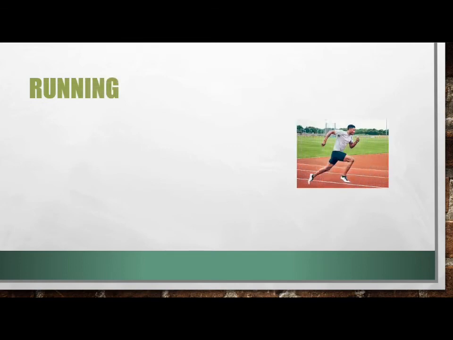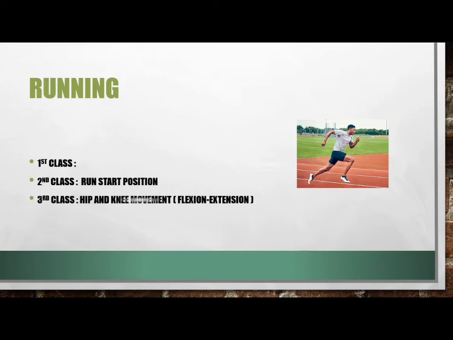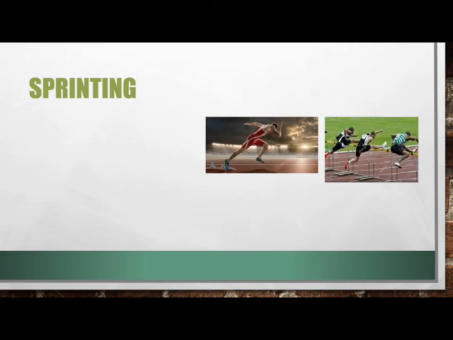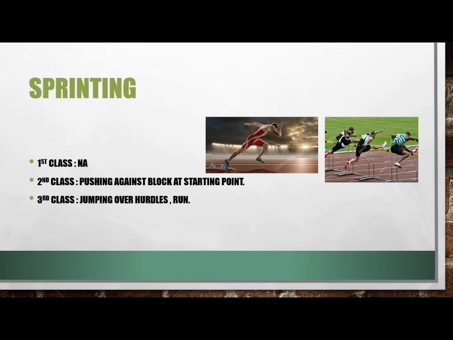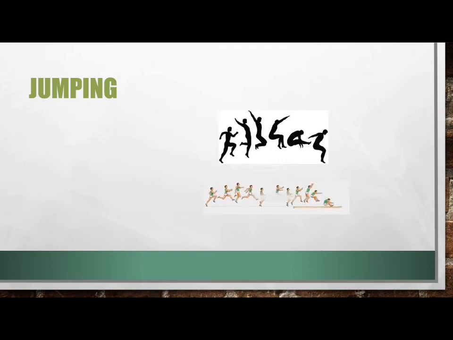In running, the start of the running uses second class lever, then the rest uses third class lever at the hip and the knee joint. In sprinting also, at the starting point, the athlete pushes against the blocks, which acts as a second class lever, then uses third class lever. Now jumping includes long jump, high jump and triple jump. The run up phase of jumping uses third class lever, and while takeoff it's a second class lever.